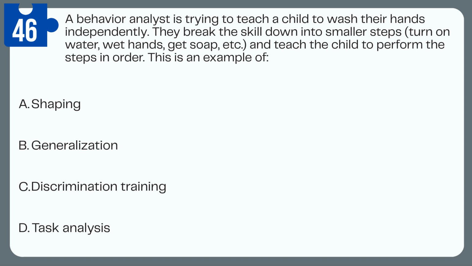Question 46. A behavior analyst is trying to teach a child to wash their hands independently. They break the skill down into smaller steps: turn on water, wet hands, get soap, etc., and teach the child to perform the steps in order. This is an example of A. Shaping. B. Generalization. C. Discrimination training. D. Task analysis.